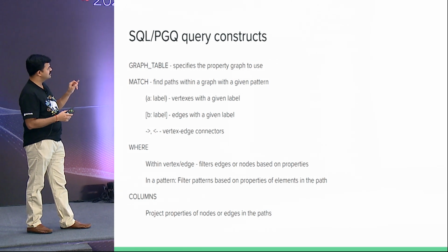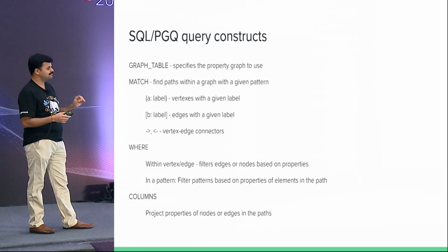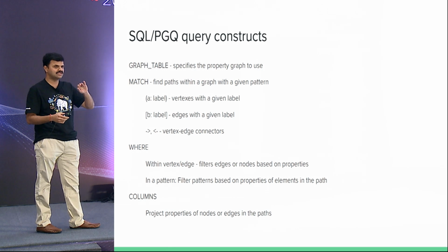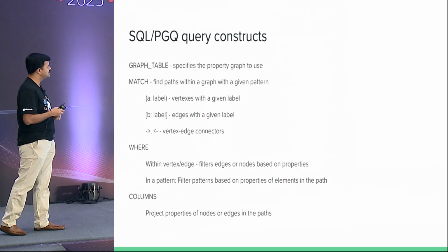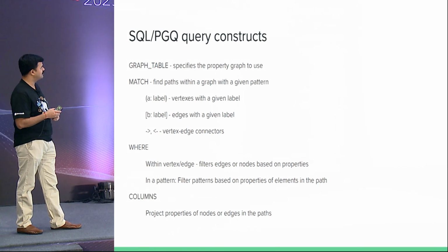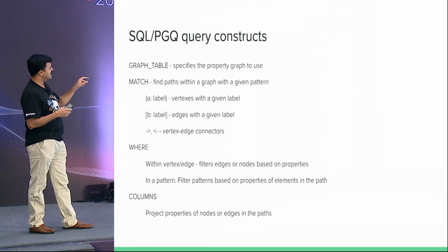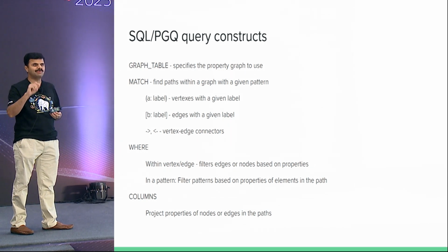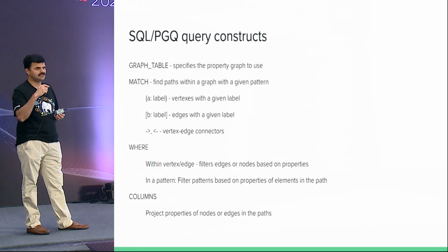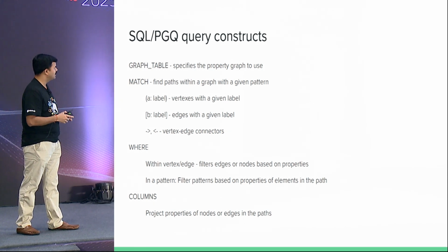So the first construct is graph table, which specifies what property graph to use, which of the mappings is to be used for this particular graph query. The second is match, which defines the pattern of paths that need to be queried.